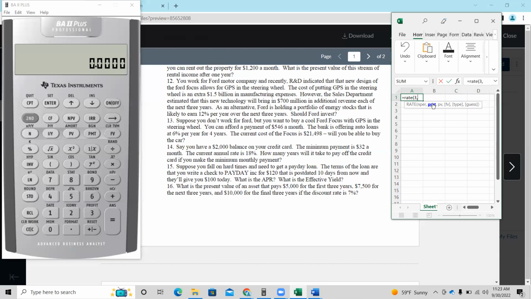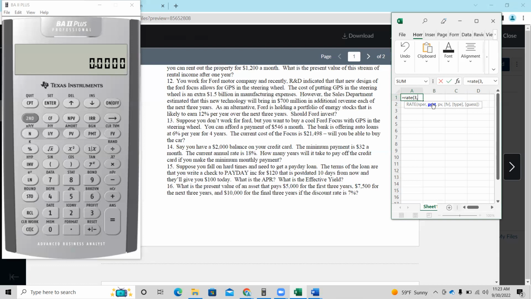The second thing I want to ask is how frequently does interest compound? All right, and in our discussion in class, interest is going to compound as frequently as payments are being made. So in this case, the payment that Ford is going to receive is 700 million in each of the 3 years. So interest is going to compound annually. That's important, and I'll explain why here shortly.